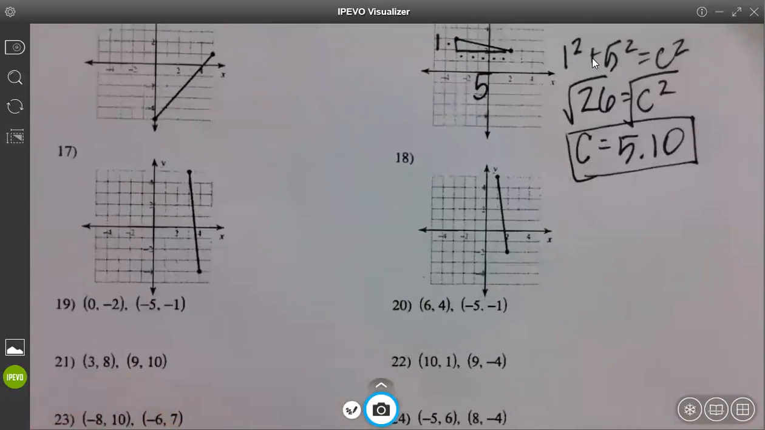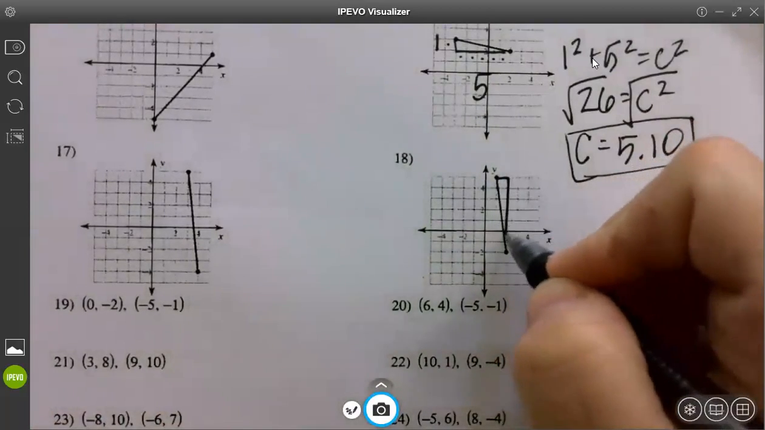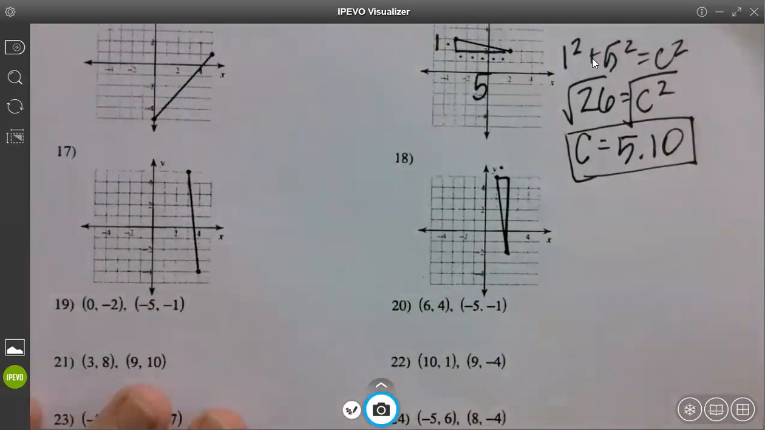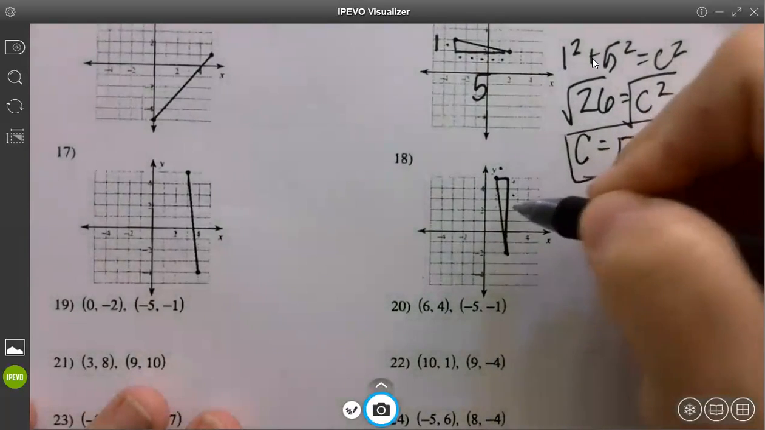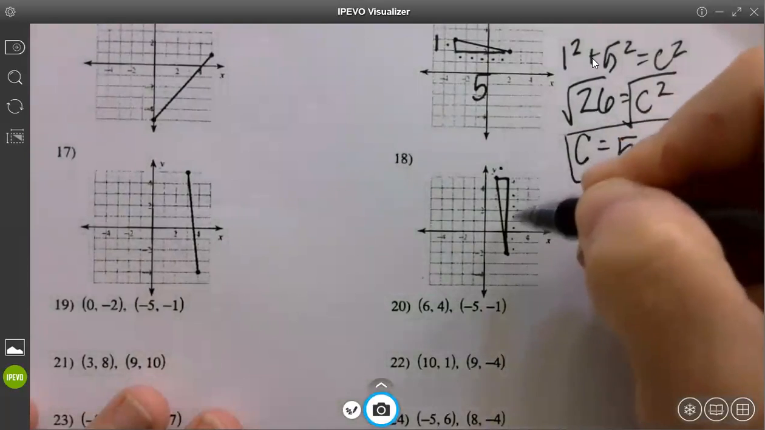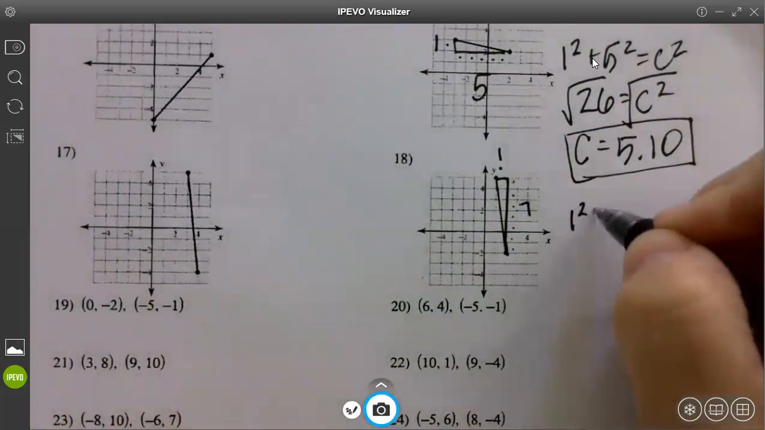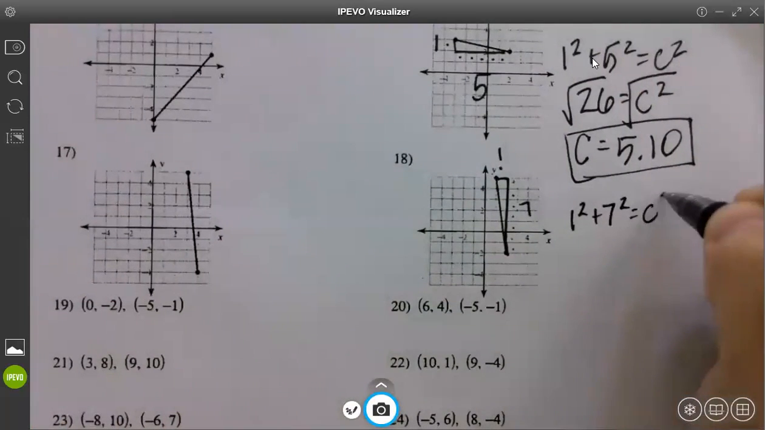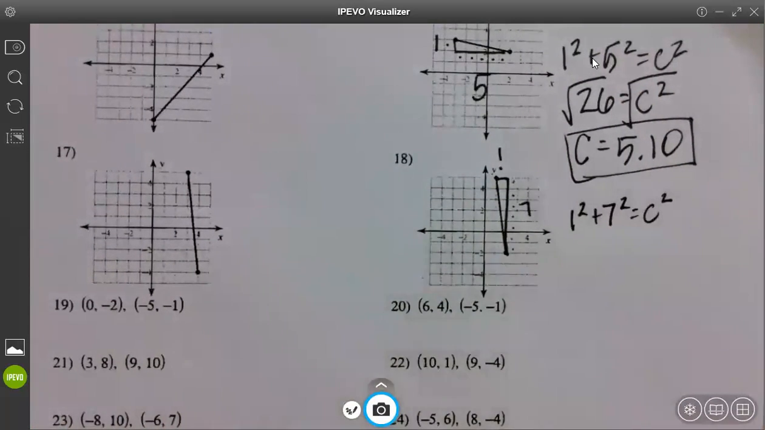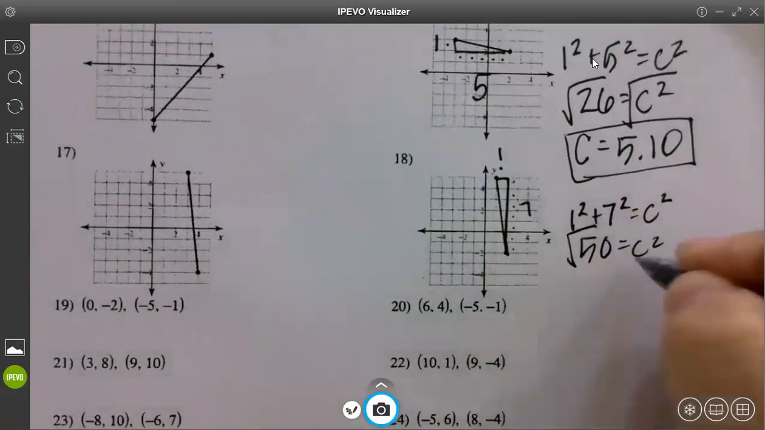All right. We're going to do one more graphing and then do a couple of the points again. All right. So make your triangle: 1, 2, 3, 4, 5, 6, 7. So we get 1 and 7. 1 squared plus 7 squared. Perfect. It's 50. And then take the square root.